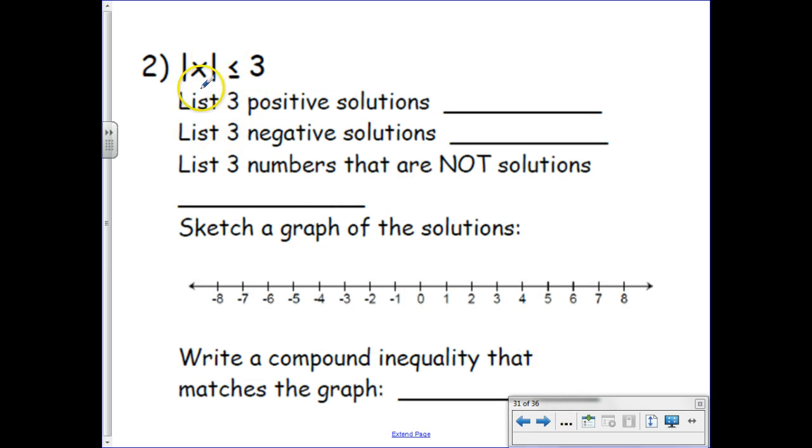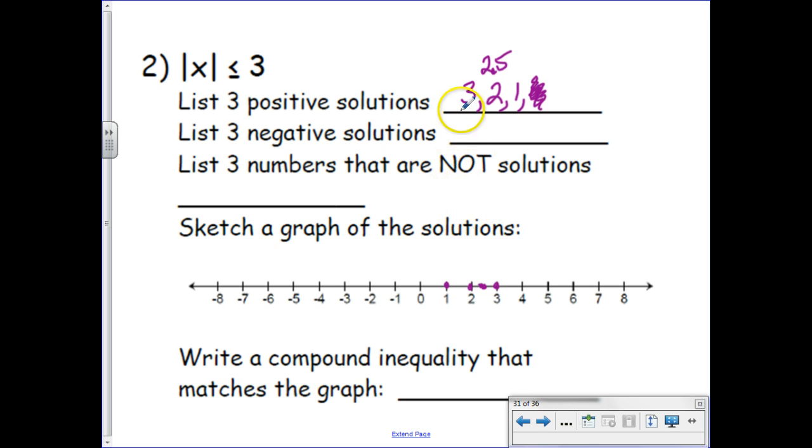It's similar, absolute value of x, but this time I'm saying less than or equal to 3. Can you dream or brainstorm some positive solutions here? Well, 3 works. I've got the equal sign in there, so 3 is equal to 3. Or I could have like 2, I could have 1. Oops, don't put 0 there. That's not a positive number. You could have 2.5, that kind of stuff. That looks like this, by the way. I'm thinking 3, 2, 1, 2.5, values in this area.